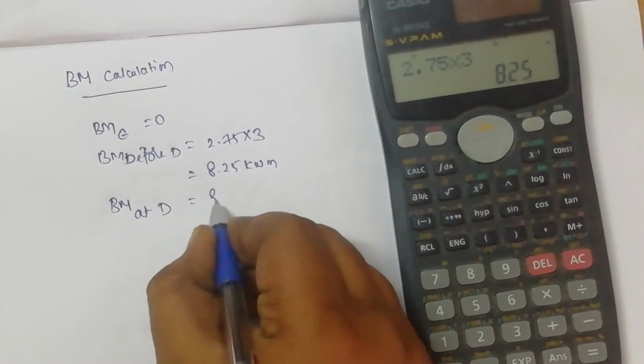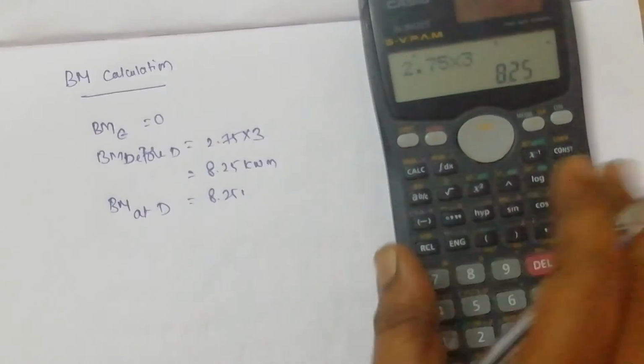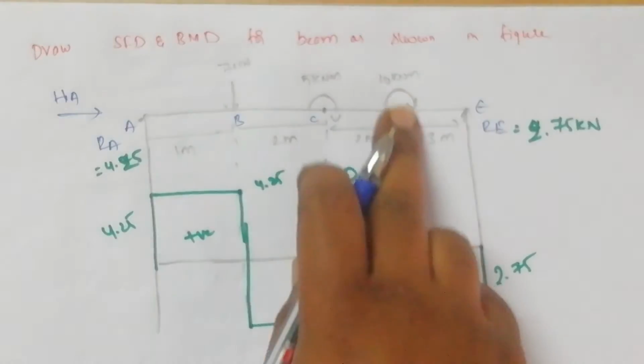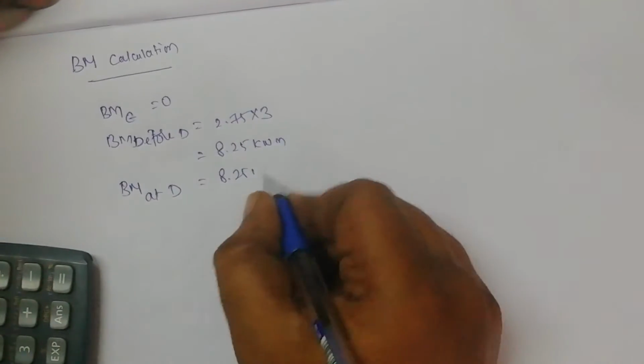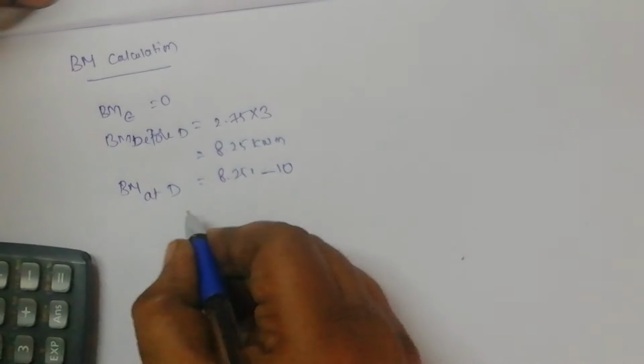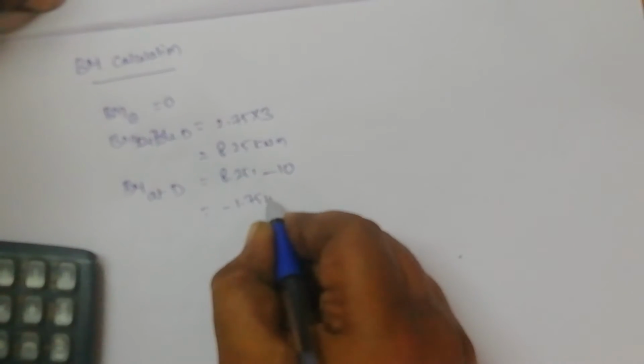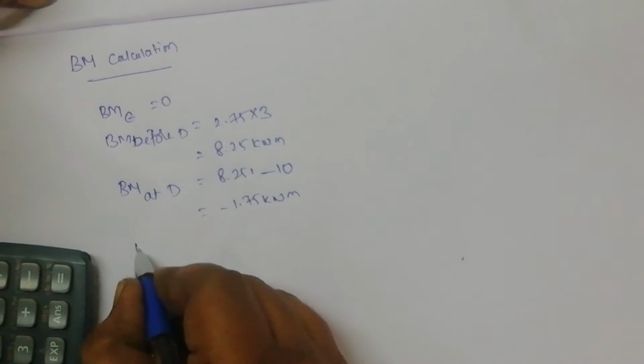Next is bending moment at D point. At D point, one is because of this previous load, and we are also having an extra moment in clockwise direction which is 10. This is anti-clockwise, that is clockwise, so we have to take minus 10. The answer remaining is minus 1.75 kilonewton meter.